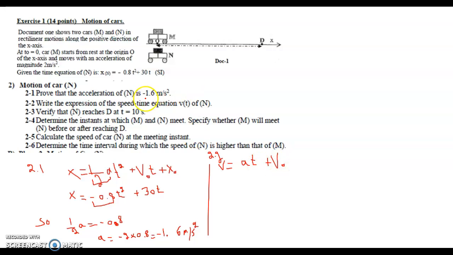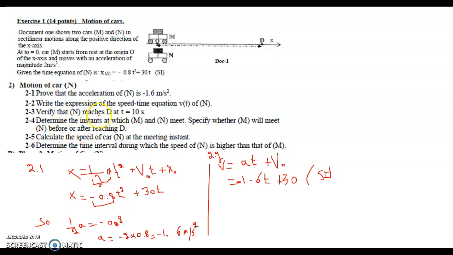Okay, a is minus 1.6, already proven. What about v0? Compare again the general position-time equation to the given one. The coefficient of t is v0. The coefficient of t here is 30. So v is minus 1.6t plus 30. Okay, and you have to write between parentheses SI, because a is substituted in SI units and v is substituted in SI units.